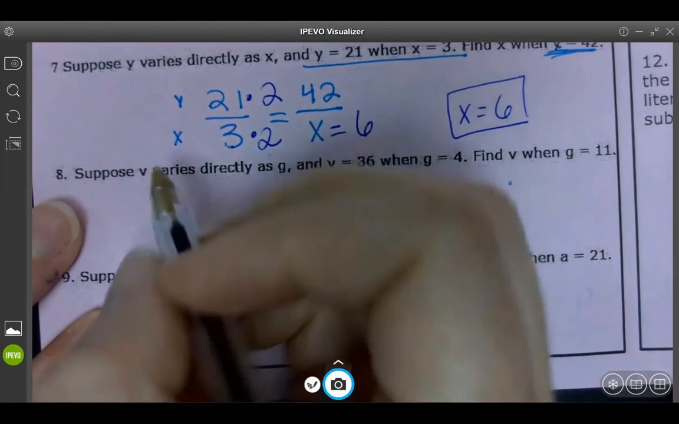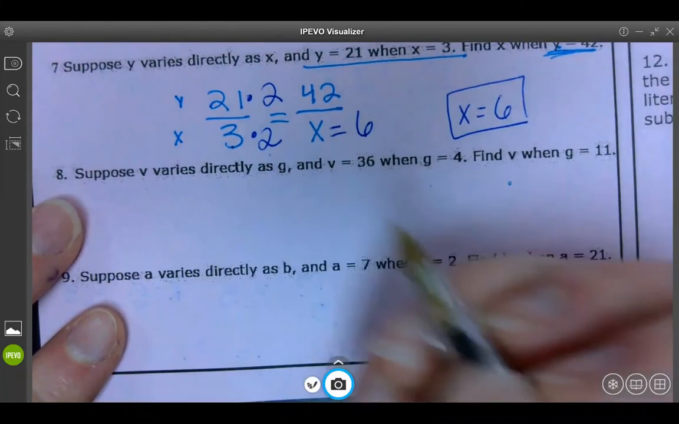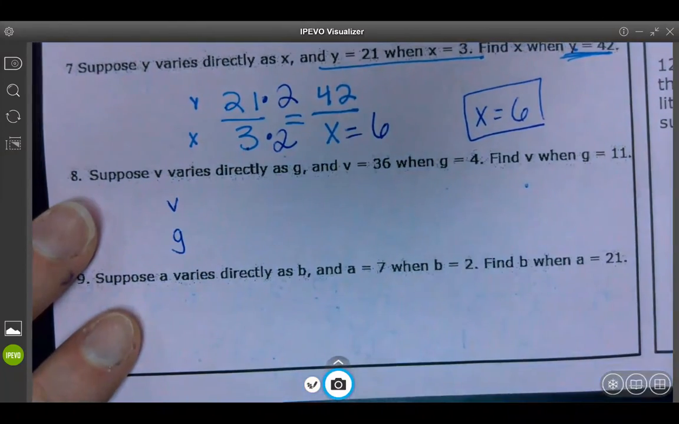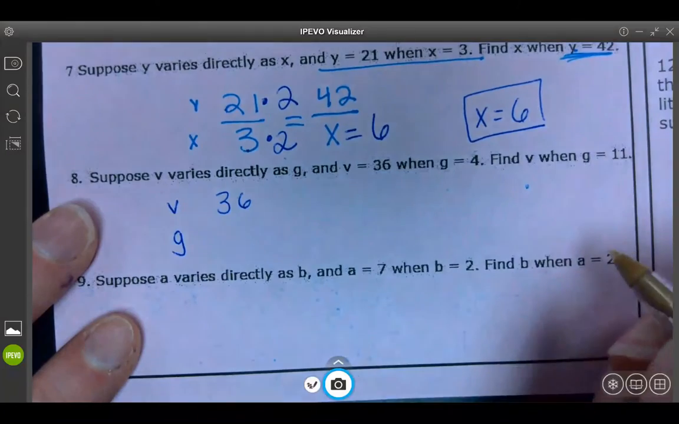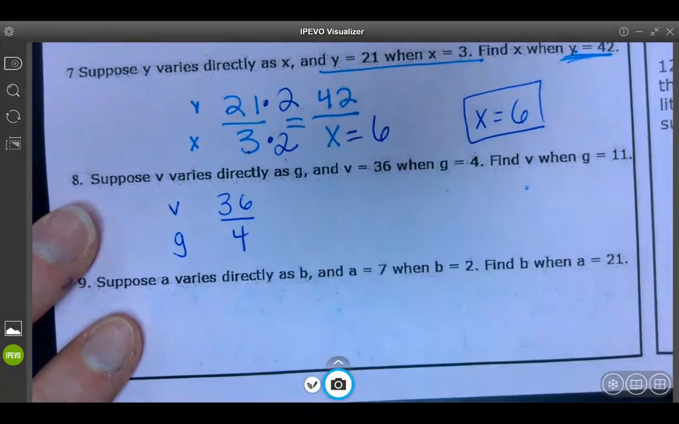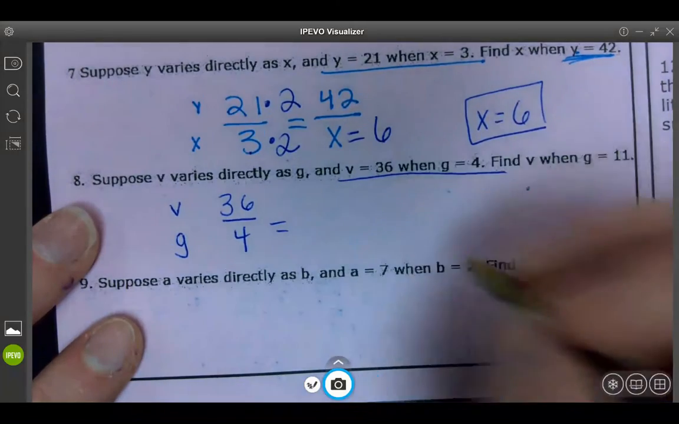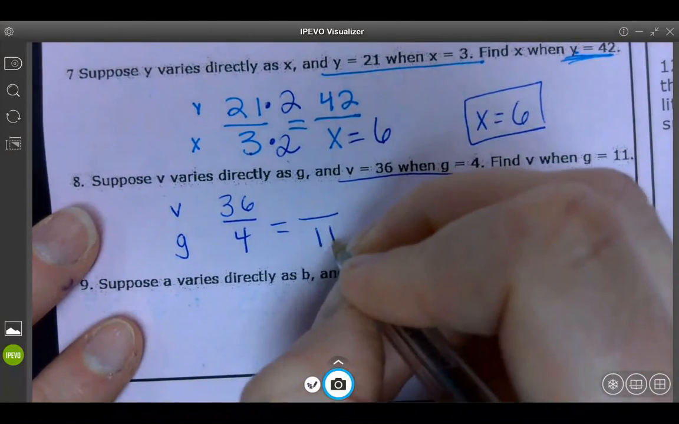Let's look at the next one. Suppose y varies directly as g, I mean v, so v over g. So v is 36, g is 4. Find v when g equals 11.